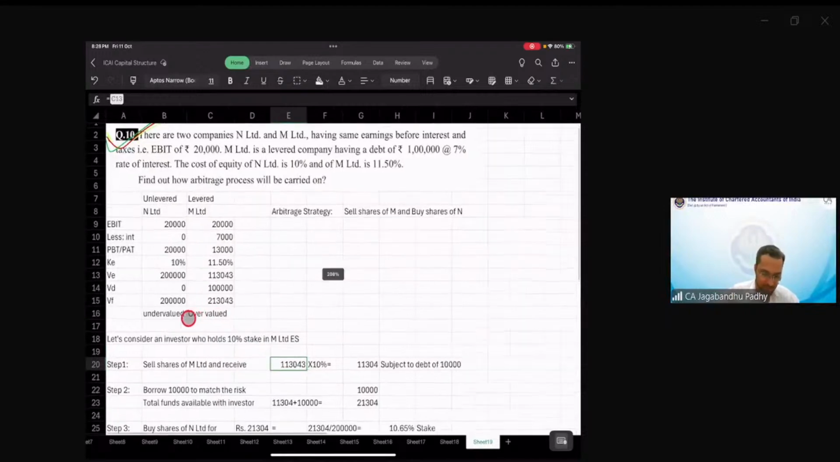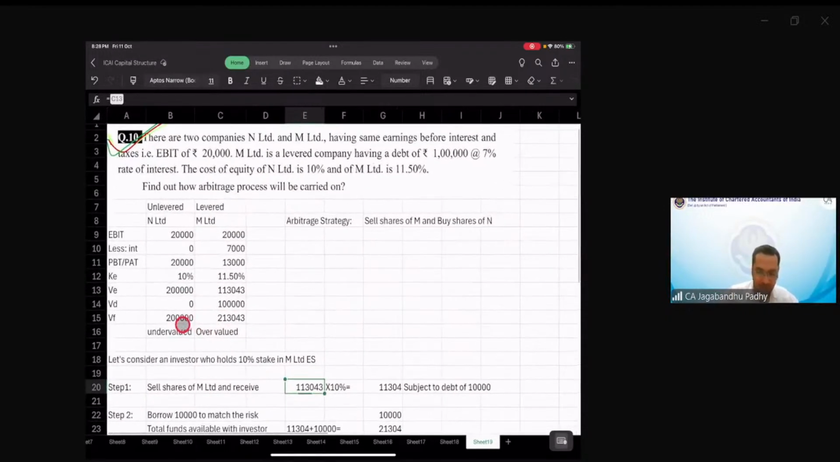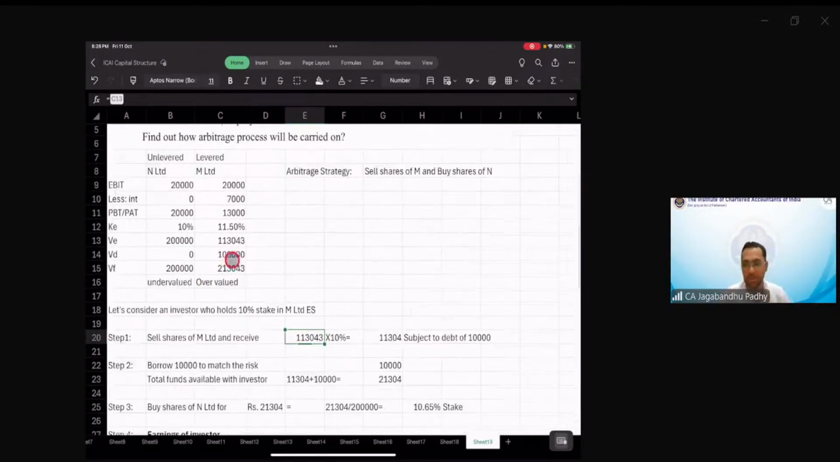ये असम किया है. We assume that investor is holding 10% stake. पूरा कंपनी तो मेरा नहीं हो सकता है, तो मैं इन्वेस्टर हूं, मैं असम कर रहा हूं चलो मेरे पास इस कंपनी के 10% शेयर्स हैं. तो अगर 10% शेयर है तो बेचूंगा तो कितना मिलेगा मुझे? पूरे कंपनी के इक्विटी शेयर का वैल्यू है 1,13,000, तो उसका 10%, so 11,304 मिलेगा मुझे. ओके सर. है ना?